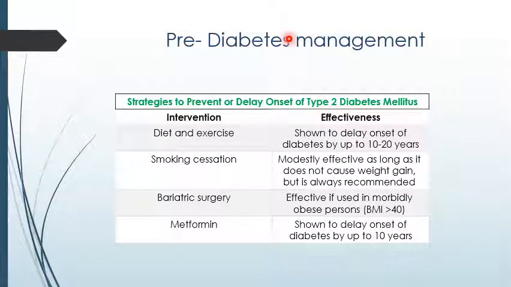Pre-diabetes management. Pre-diabetes management prevents or delays the onset of type 2 diabetes mellitus. First, diet and exercise, and smoking cessation, and bariatric surgery and metformin. Of course, diet and exercise are the most effective of them, and they delay the onset by 10 to 20 years.